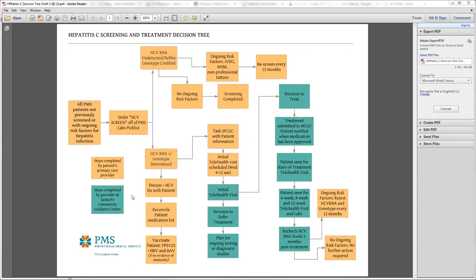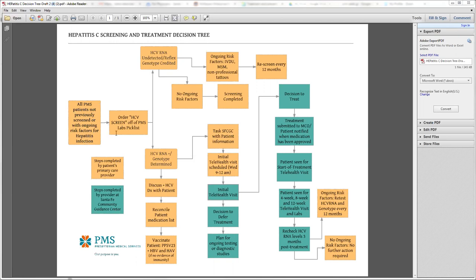So just to point out from the beginning, anything here in yellow, as you can see here in the key, are steps that are going to be completed by you as the patient's primary care provider. And anything in blue here or teal are going to be steps completed by myself or any of the staff here at Santa Fe Community Guidance Center. Okay, so to start with, to kind of reiterate, we want to screen all patients who have not previously been screened or any patients with ongoing risk factors for hepatitis infection.